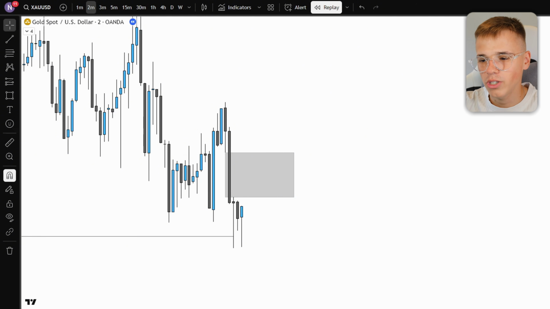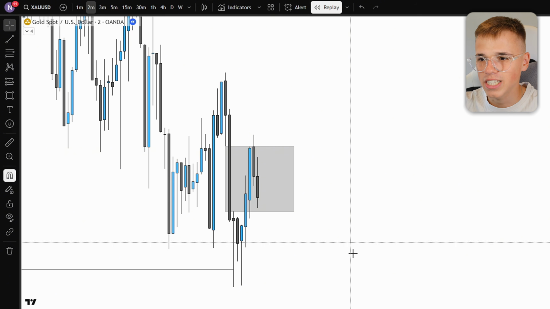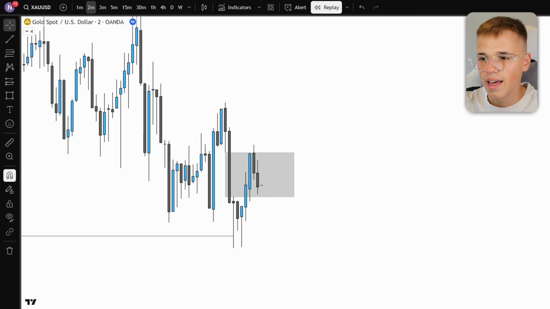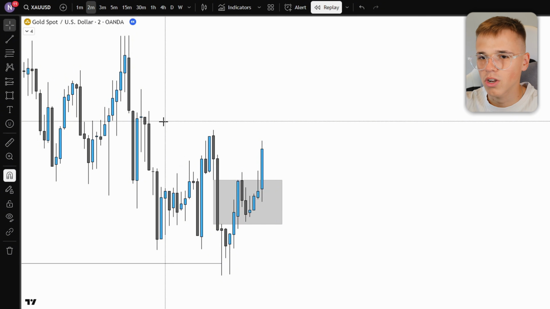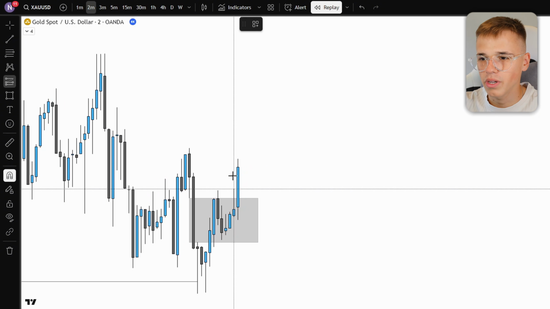So all we need to wait for right now is the close above this fair value gap. So let's see, does that actually happen? It barely happened, it just didn't happen. So we are just going to wait a little bit more, and let's see, is the market going to respect it or close above? And there is the close above. So right now what are we going to do?